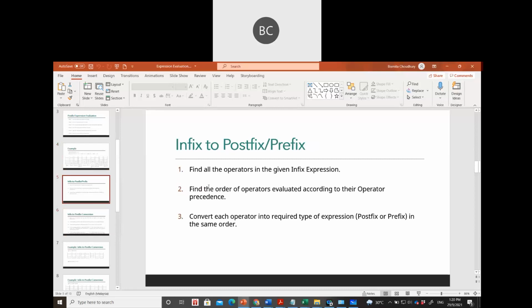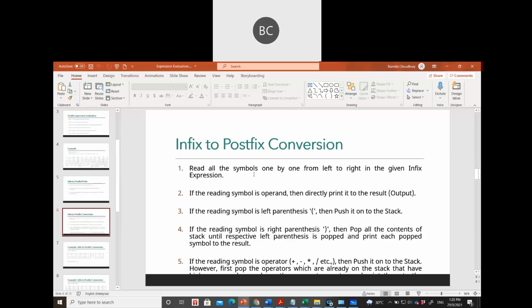Now when we convert infix to prefix or postfix using stack, the algorithm is totally opposite. That means we directly push the operators first, then we write the operands in the postfix expression. So to convert infix to either prefix or postfix, first find all the operators in the infix expression, then find the order of the operators evaluated according to their precedence rule. Then we just convert each operator into the required type of expression. Let's see the postfix one.